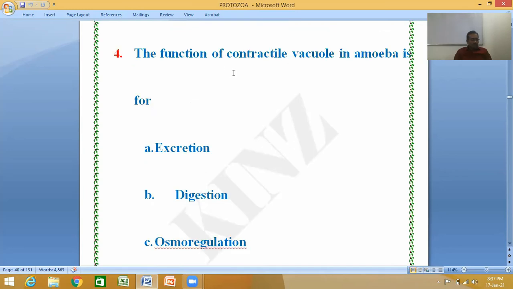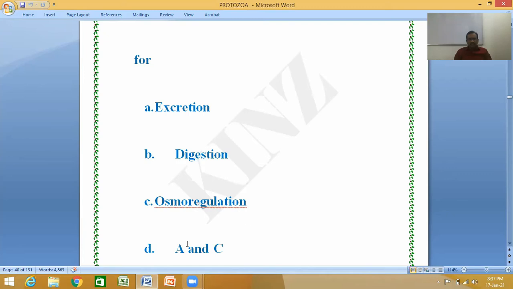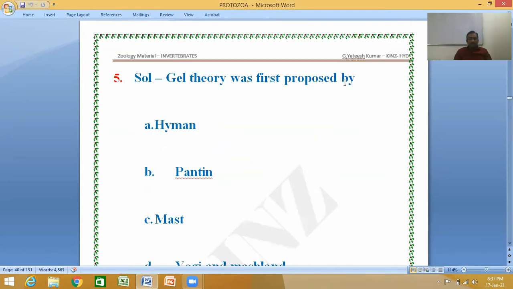Fourth one. The function of contractile vacuole in amoeba is for excretion, digestion, osmoregulation, A and C. Whenever contractile vacuoles are there, they are in amoeba. Contractile vacuoles are for excretion, they remove the waste, and also for osmoregulation. That is why A and C, that is D is the option.